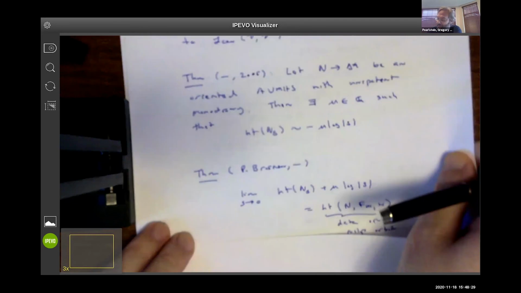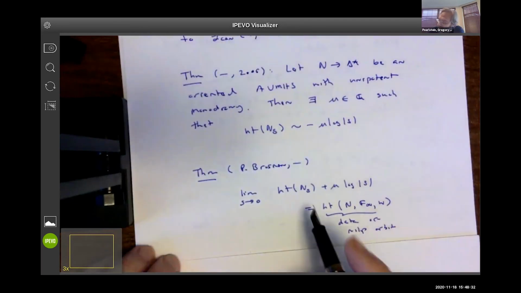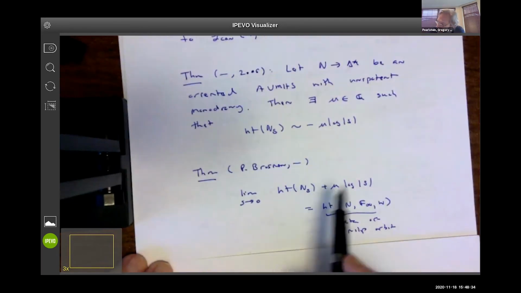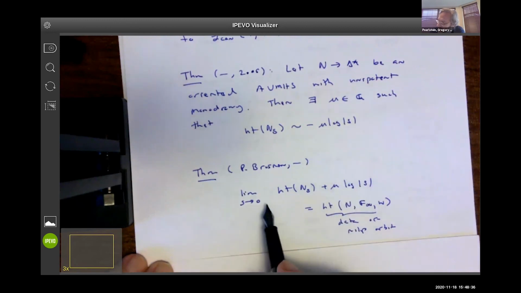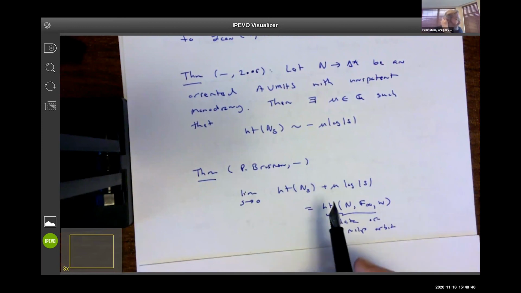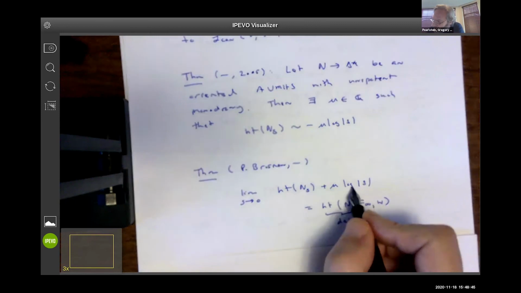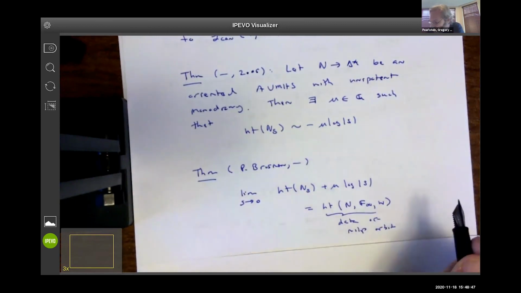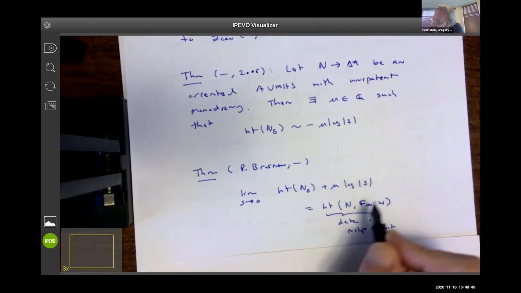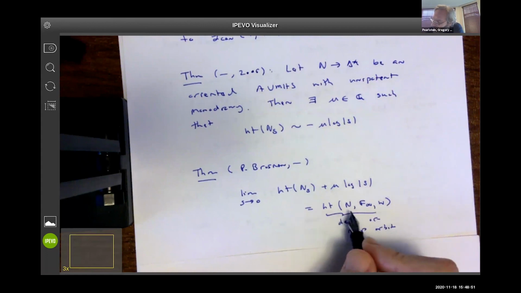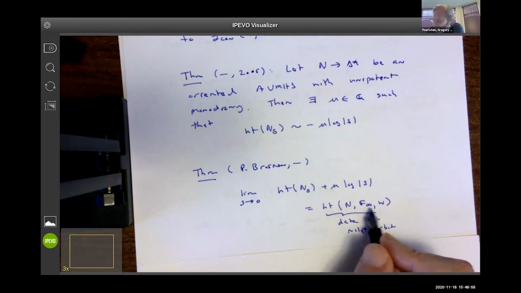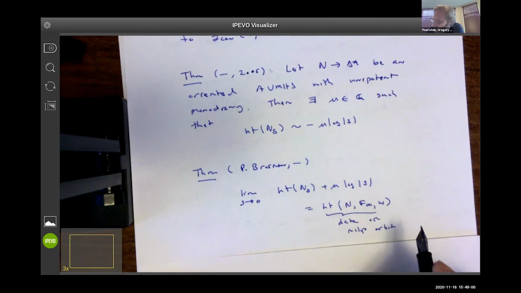This again is a result of this relatively recent paper with Patrick Brosnan and Duke. So the limit as S goes to 0 of the height of S plus mu times the log of this uniform parameter, that's equal to the height that you can construct from the local monodromy, the limit mixed Hodge structure, the limit Hodge filtration F, and the weight filtration W.